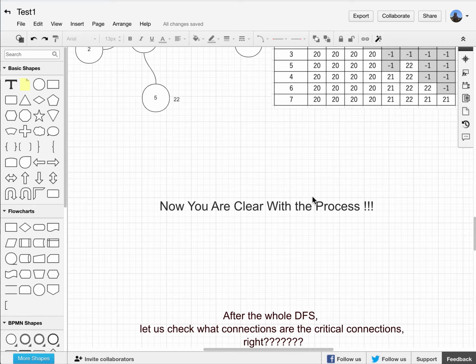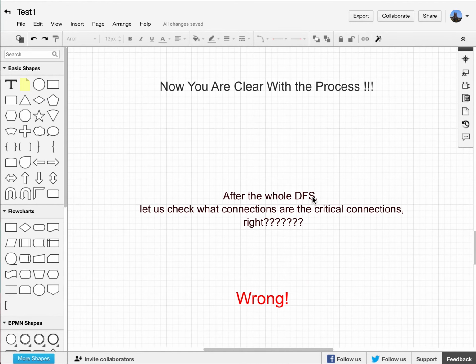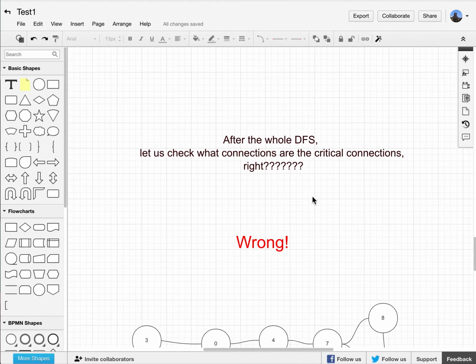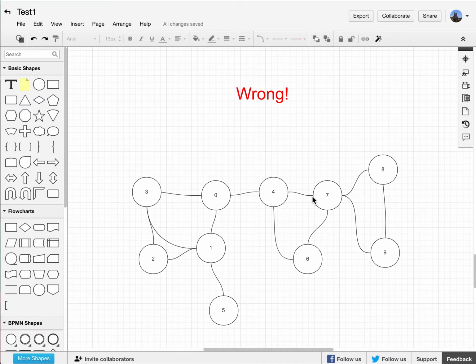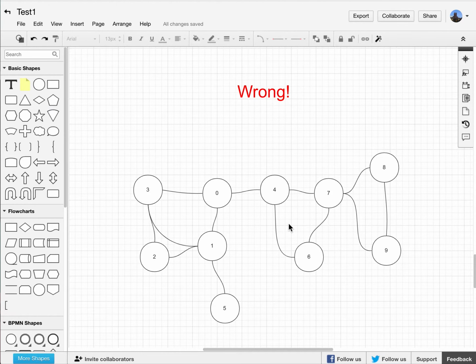Okay, so I think you are clear with the process. So after the whole DFS, let's check the connections to see if they are the critical connections, right? Unfortunately, it's wrong. Okay, let's just check this case.